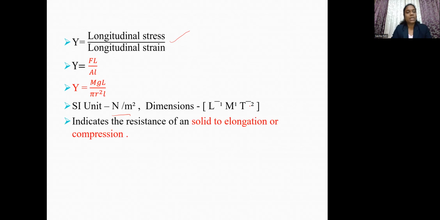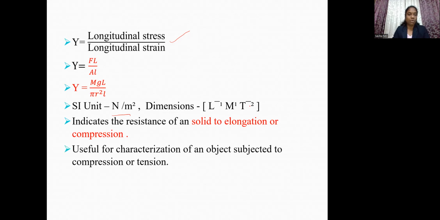Young's modulus indicates the resistance, means opposition, of a solid to elongation or compression. It is useful for characterization of an object subjected to compression or tension, and it is the property of only solids, means it is defined only for solids.